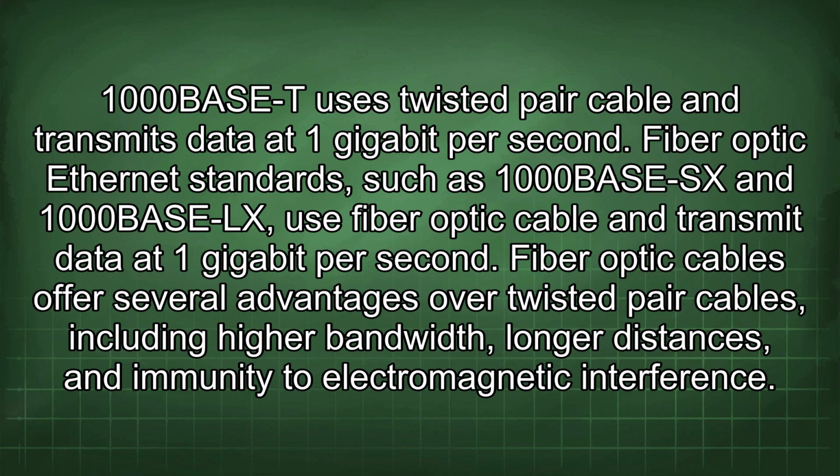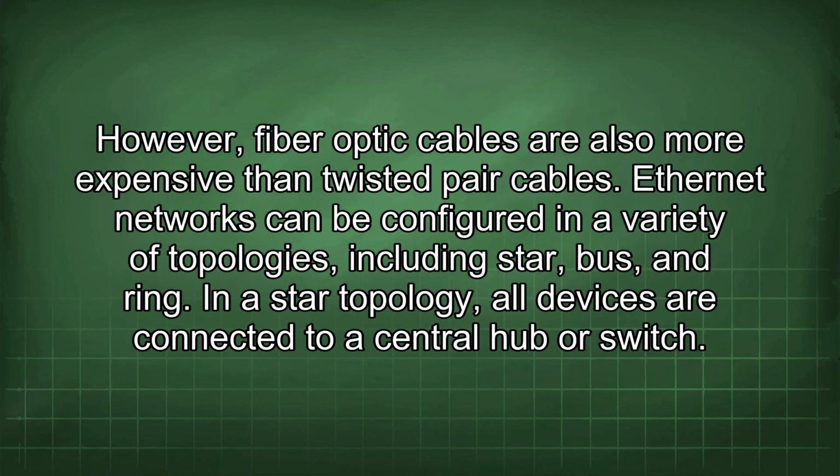1000BASE-T uses twisted pair cable and transmits data at 1 gigabit per second. Fiber optic Ethernet standards such as 1000BASE-SX and 1000BASE-LX use fiber optic cable and transmit data at 1 gigabit per second. Fiber optic cables offer several advantages over twisted pair cables, including higher bandwidth, longer distances, and immunity to electromagnetic interference. However, fiber optic cables are also more expensive than twisted pair cables.